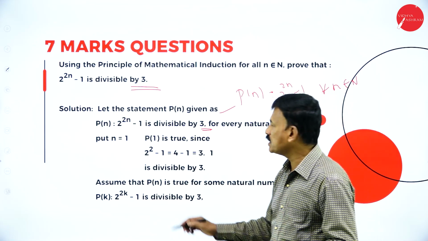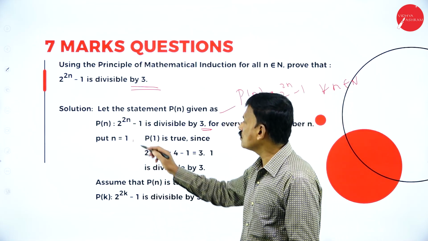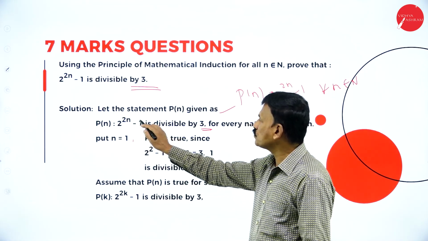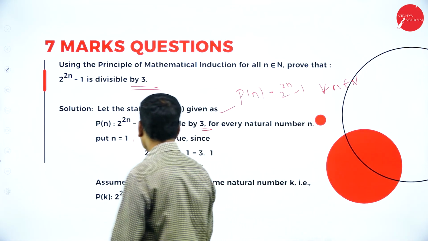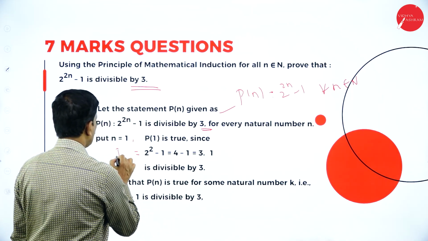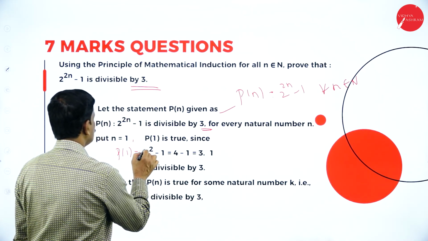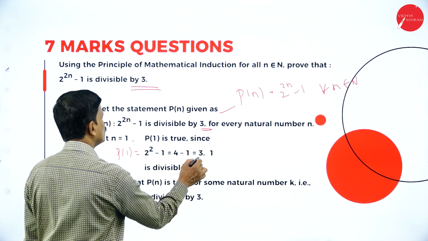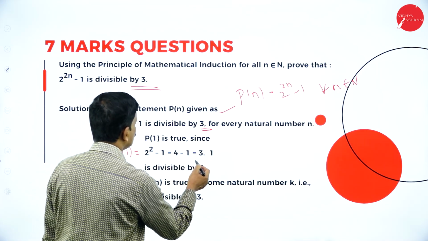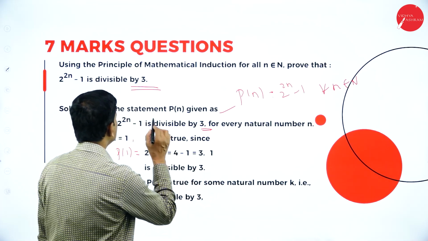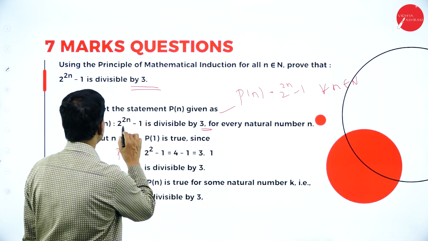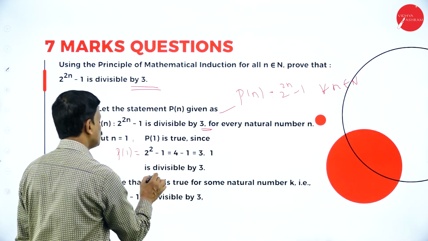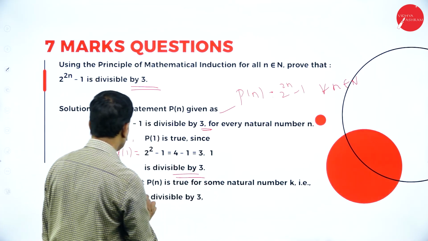Suppose we put n is equal to 1, then p of 1 is true. That is, p of 1 is 2 to the power of 2 into 1, which is 2 squared, minus 1. 2 squared is 4, minus 1 is equal to 3. So this can be written as 3 into 1. That means 2 to the power of 2n minus 1 is divisible by 3. That means the statement is true for n is equal to 1.